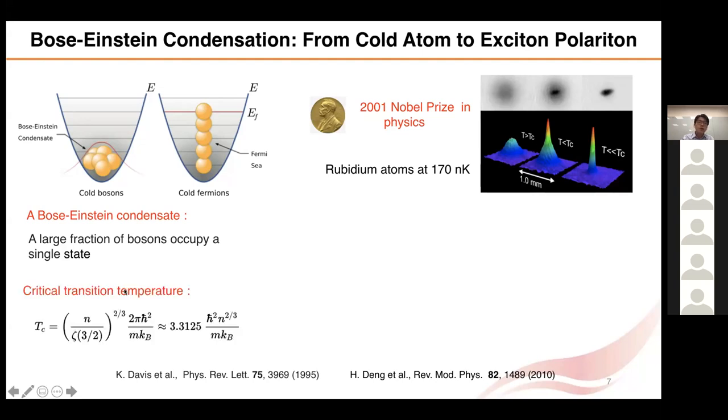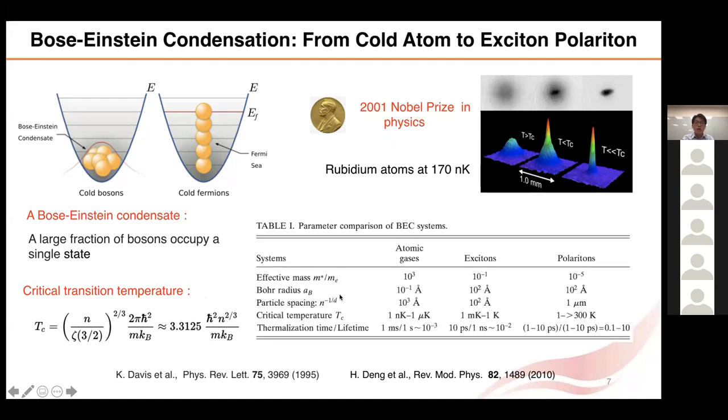So if we look at this transition temperature relationship more closely, we can understand this transition temperature actually is related to the effective mass of the boson, as well as the density of the boson. So in this case, exciton polaritons represent a promising candidate to realize it at a high temperature because of their very low effective mass, which is 10 to the minus 8 order of magnitude of an atom.